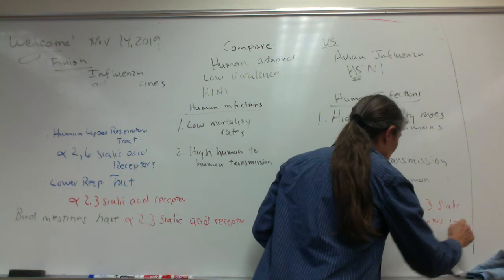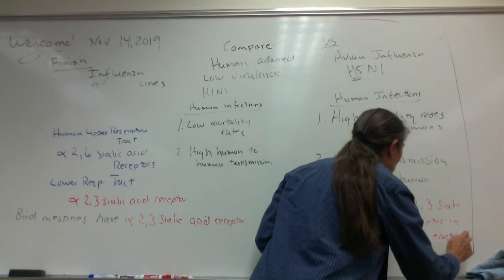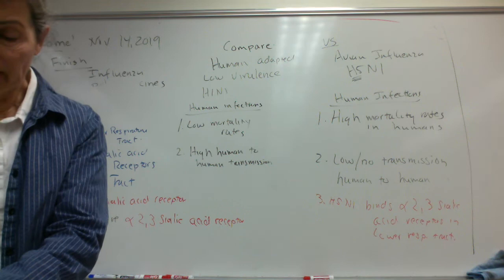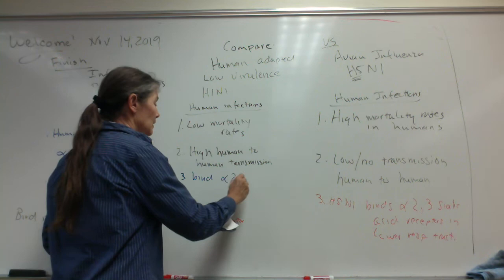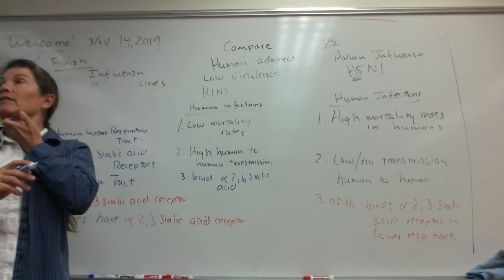Okay, now the lower virulence, human-adapted strains, like H1N1s, what would be your guess? They're going to bind the alpha-2-6 sialic acid receptors. And where are those in us, you guys? Up high, right? Up high.